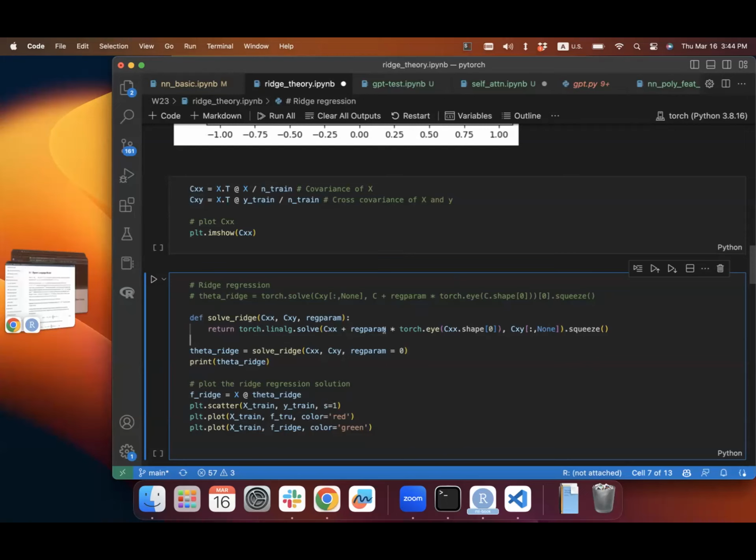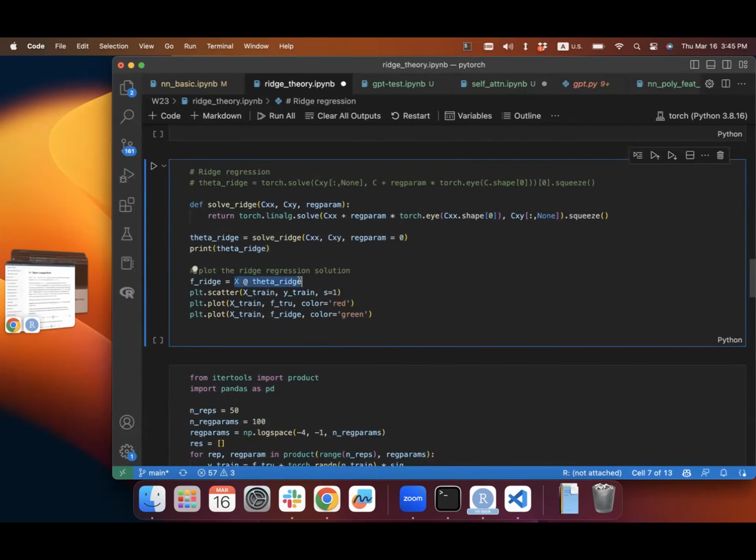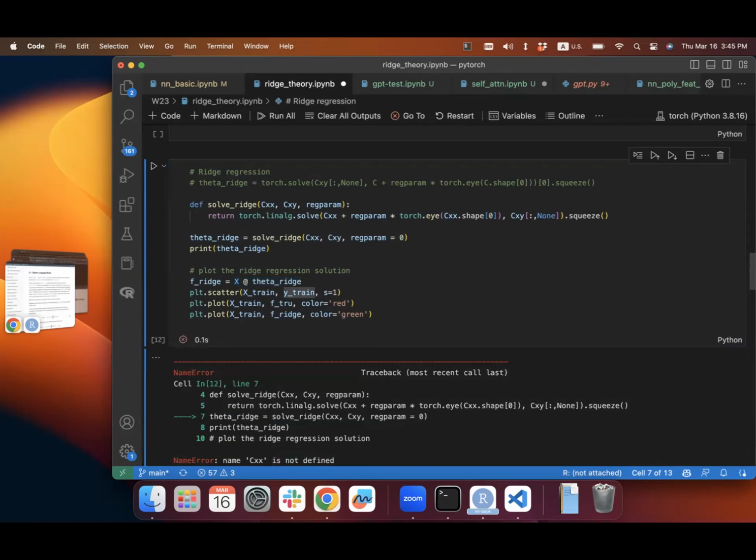So this solved ridge basically, which by the way, the co-pilot wrote, it knows about ridge regression. So it wrote an earlier version, but I tweaked it to the later version. So this is sigma plus lambda I inverse times sigma xy. And so that's the theta ridge regression. We solve it, let's say for regularization parameter 0 here. And I'm printing the theta ridge and then forming the ridge regression estimate. Those are the samples without normalization, f ridge. And I'm plotting the true one and the estimate.